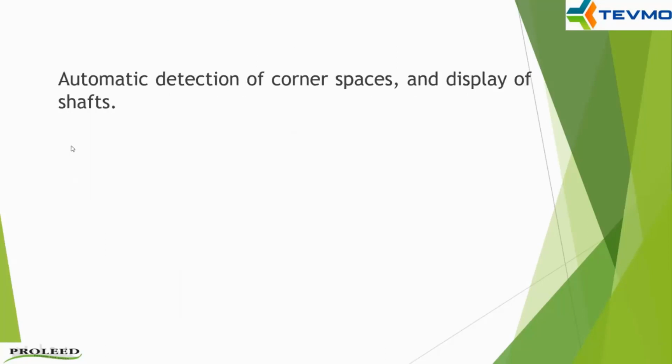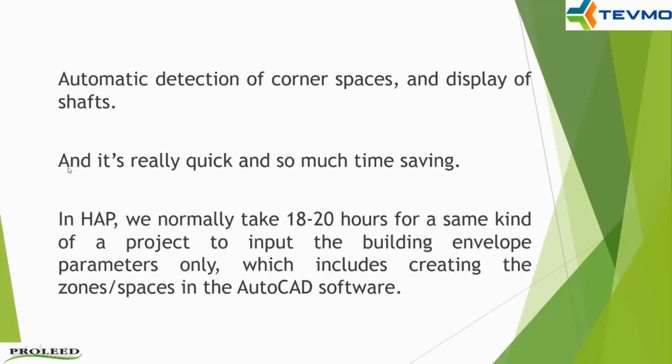Basically, why I say, because as a HAP user, I spend around 18 to 20 hours of time to do the same kind of a project only on the building envelopes, which is the main parameters for the cooling load calculation. For which here I need to spend around, as it's my first run, half an hour to 1 hour, which is really a time saving and really quick.